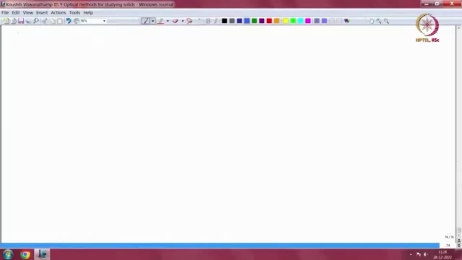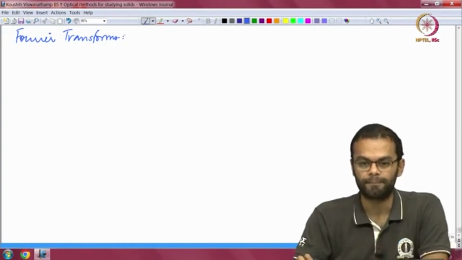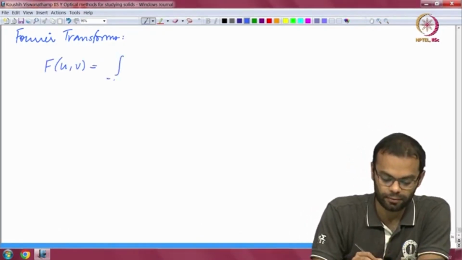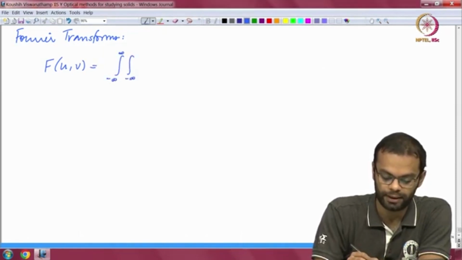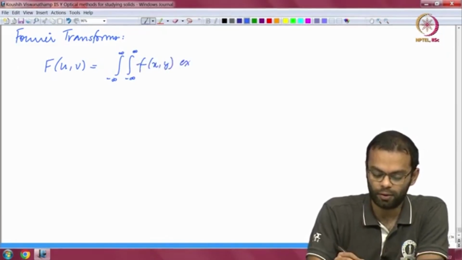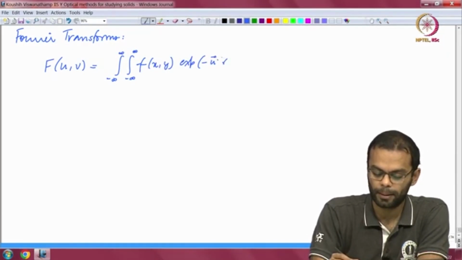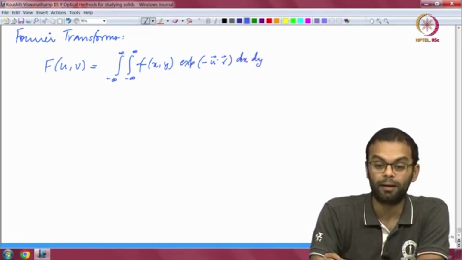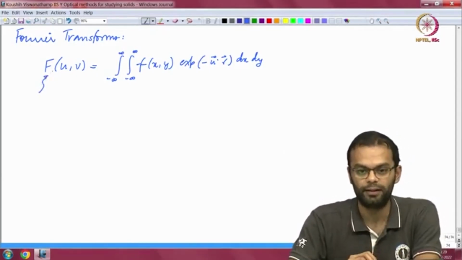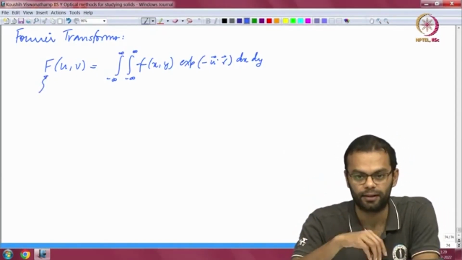So, let us get back to our discussion on Fourier transforms. I will just make a couple of notes. First, I discussed that the 2D Fourier transform looks like this. If you have a function small f of x y, then you take this double integral and you get its Fourier representation capital F of u v, where u is like an x direction frequency and v is like a y direction frequency.